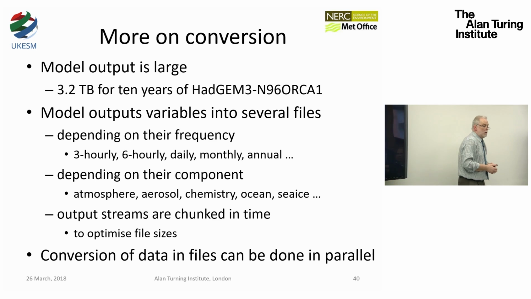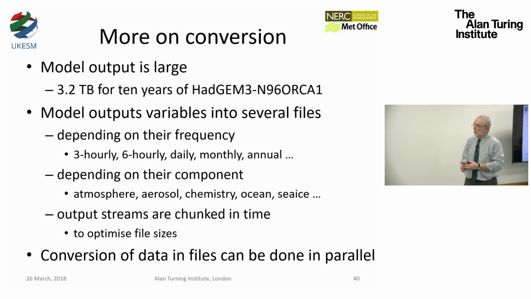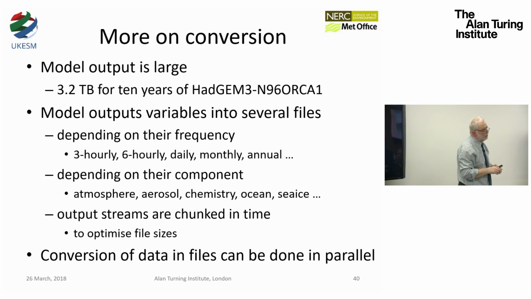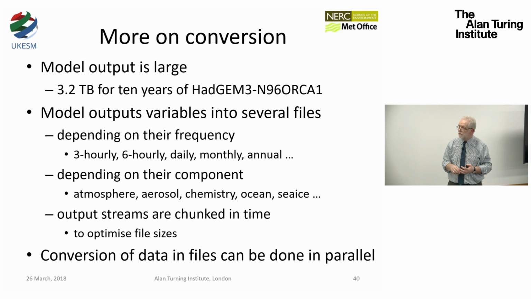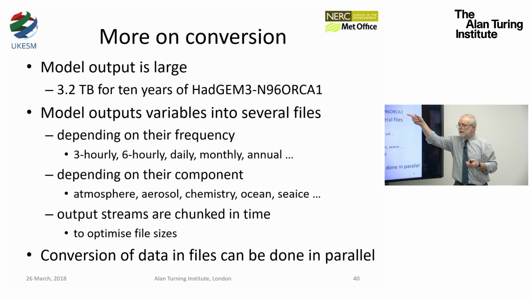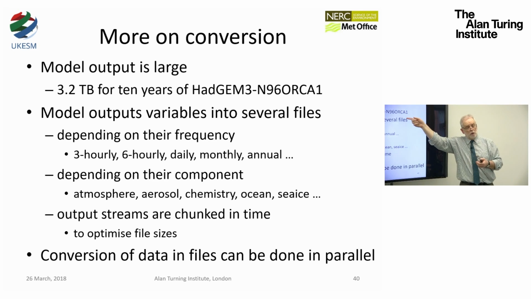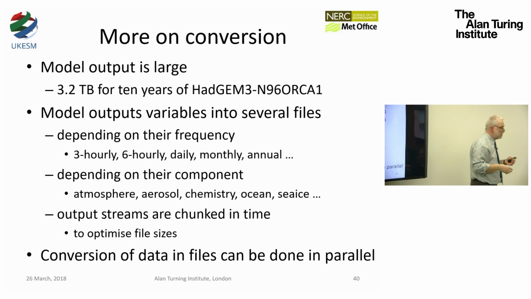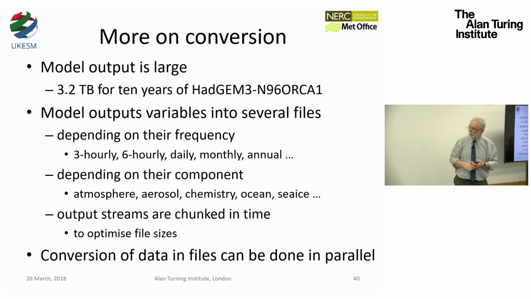The model output is large. What do I mean by that? We ran our low-resolution physical model for 10 years and produced 3.2 terabytes of data. Now, some of that is not needed. Some of that is stuff that the model produces anyway, but it gives you some sort of idea of the size of the data sets we're playing with. Again, this is the low-resolution physical model. The high-resolution physical model will produce more data in 10 years, and the Earth system model would also produce more data in 10 years, because the Earth system model has got more processes and it does more output. It outputs more interesting variables.